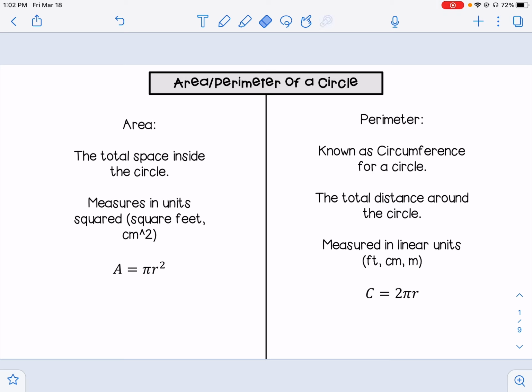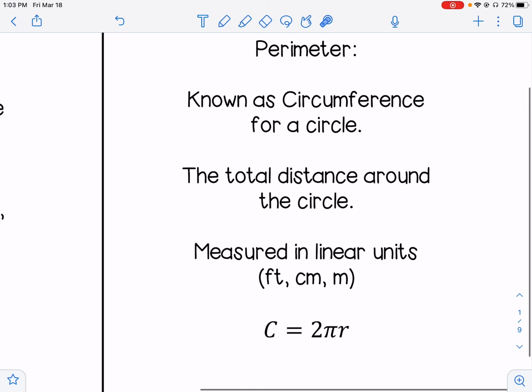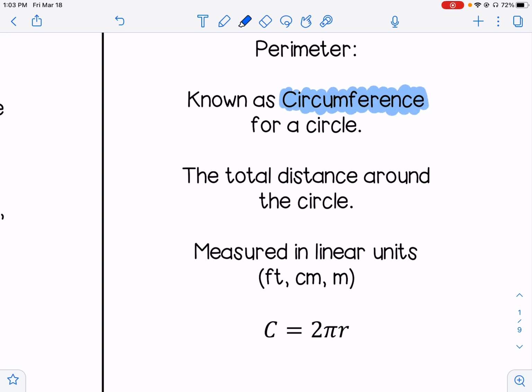So before we get going on the arc length, I just want to briefly talk about area versus perimeter of a circle. As we talk about arc length, it's going to be important that we talk about the perimeter of a circle. So we know that in the world of circles, the perimeter has its own fancy name known as the circumference. So anytime we mention the circumference of a circle, we just mean the perimeter of the circle. That is the total distance around the circle. This is measured in what are known as linear units, such as feet, centimeters, meters, any type of just basic units.